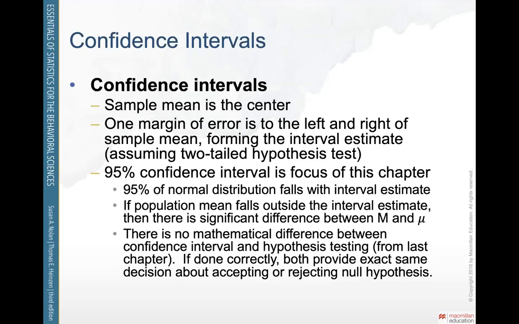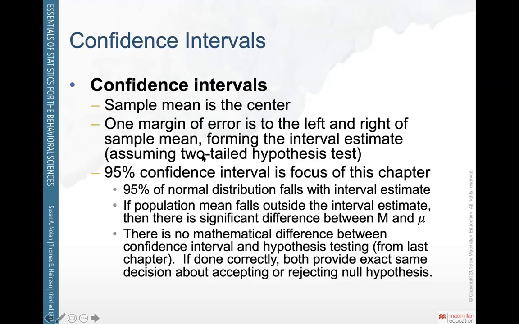And generally with confidence intervals, the margin of error is going to be symmetrical. That is, there's going to be a margin of error, an interval estimate, that goes to the left, and an interval estimate that goes to the right. And it forms this interval around our sample mean. This is, by the way, assuming a two-tailed test.